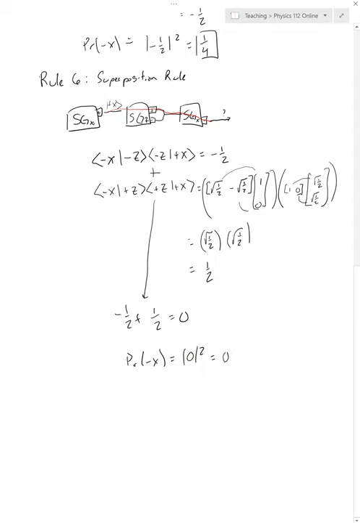This makes sense because remember what we talked about before. When it comes out of the plus x side, we measure it in the plus and minus z, but when we recombine it, it's as if we never measured it. So it's still in the plus x. If we take a plus x and measure it as a minus x, we get a probability of 0. That's the whole idea behind it. That's the superposition rule. I hope those help you out. I will post all this so that you can see it if you ever want to look in the future.